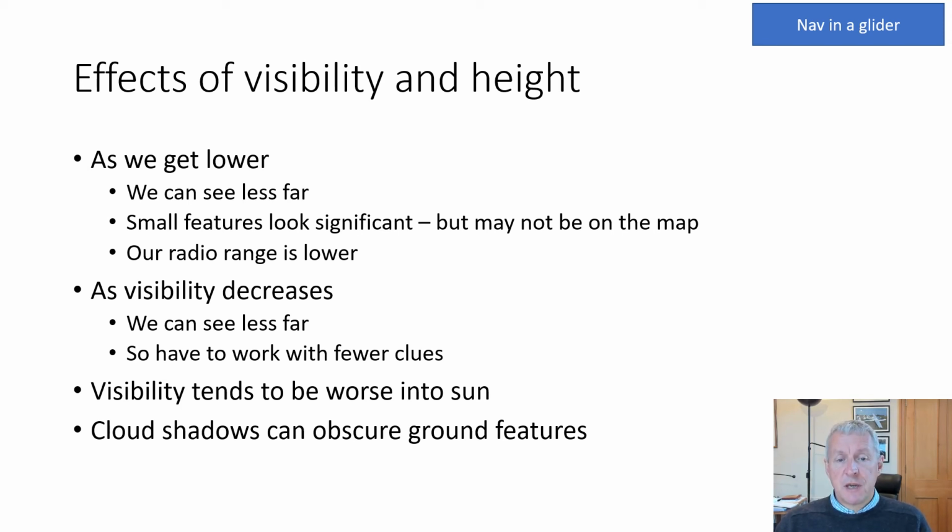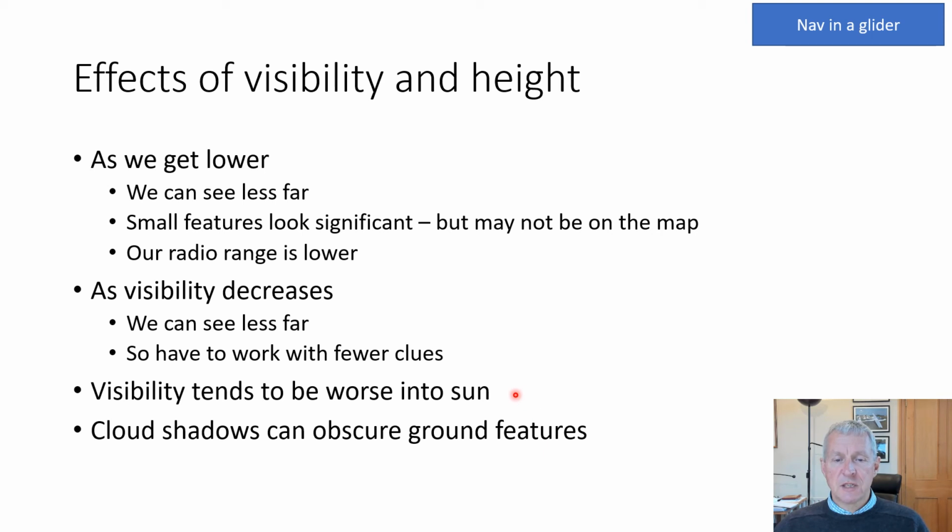As visibility decreases, we can again see less far, and in both cases, we have to work with fewer clues. There's a danger of trying to identify small features that aren't on the map. So, little villages and things. It's very difficult to tell one little village from another, so beware that.